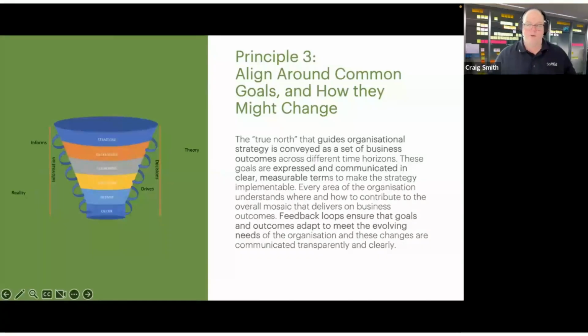Principle number 3 is making sure that we align around the common goals and how they might change. So, this can be things like KPIs or OKRs, understand those goals. However you do that I guess is up to you, but making sure again that they're understood, but more importantly that not only are they clear and communicated, but they're measurable. So do we know how we're going to measure ourselves? Can we map the work that we're doing back to those and understand that we're actually making a change?